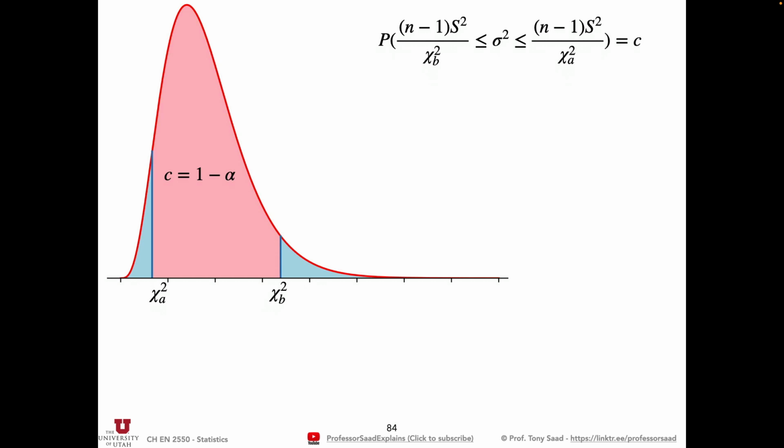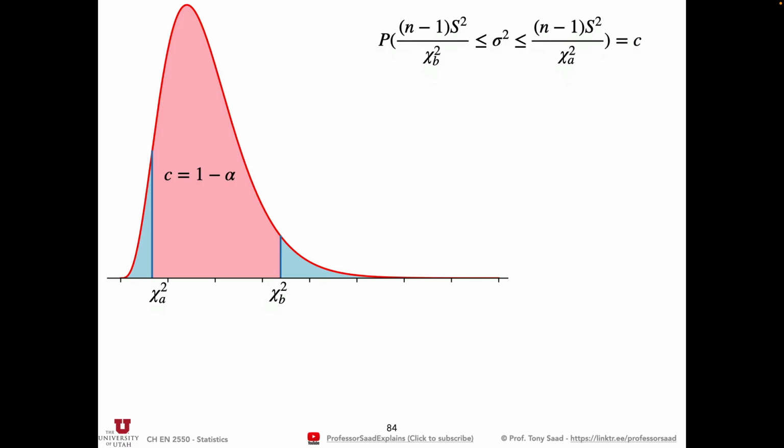But over here, this is an asymmetric distribution, right? So chi squared a is not equal to minus chi squared b. They're not mirror images or anything like that. And in fact, they can be chosen arbitrarily. I can move this however I want and maintain that area in the middle to be c and the area in the tails to be alpha.